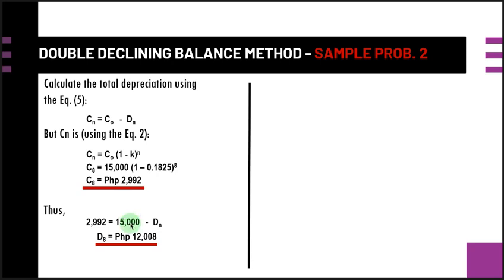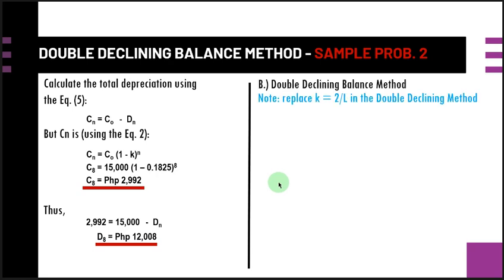book value. But the book value, we already have now this C8 here. So I think we are done with the rate of depreciation, with the total depreciation, which is our D8, and our book value, which is our C8. So we are done with the rate of depreciation, total depreciation, and the book value using the declining balance method. So now we are going to proceed to the double declining balance method.